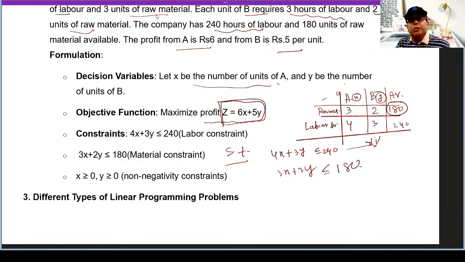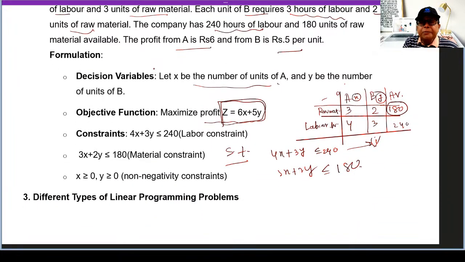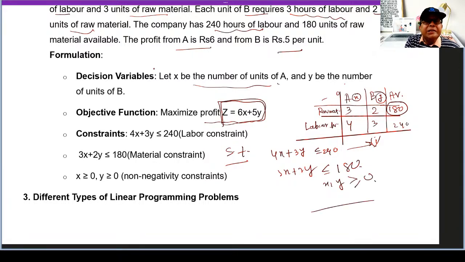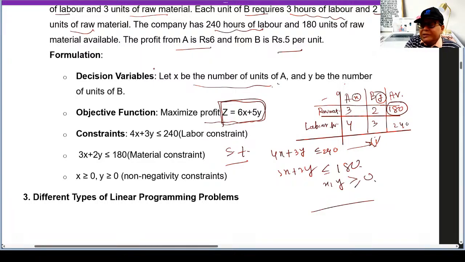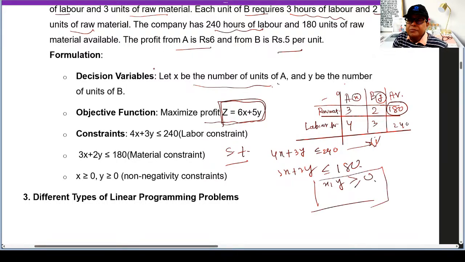One condition already imposed. Apart from these, you always can write x, y greater than equal to 0. Why? X is number of units of A, so it cannot be negative. Y is number of units of B, this also never negative. So the non-negativity restriction is always satisfied by the decision variables. X and Y, these are called decision variables. Okay?